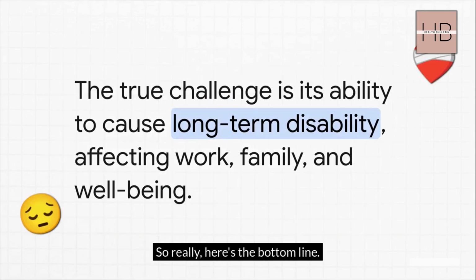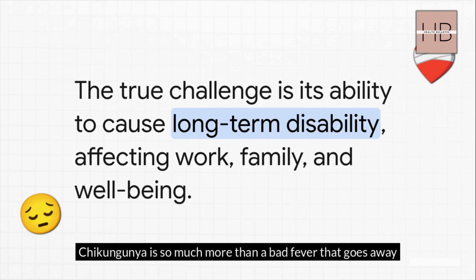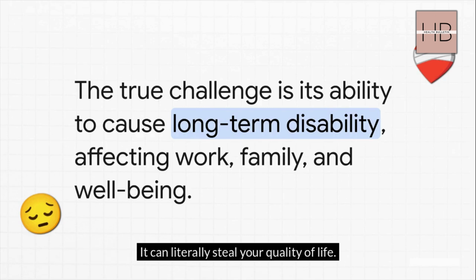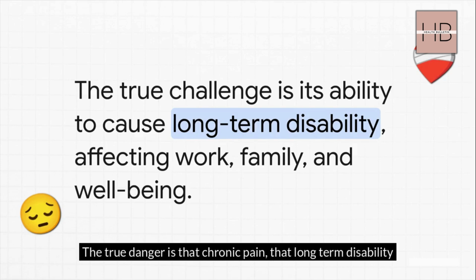So really, here's the bottom line. This is what you need to take away. Chikungunya is so much more than a bad fever that goes away in a week. It's a thief. It can literally steal your quality of life. The true danger is that chronic pain, that long-term disability that can mess with your job, your family, your everything.